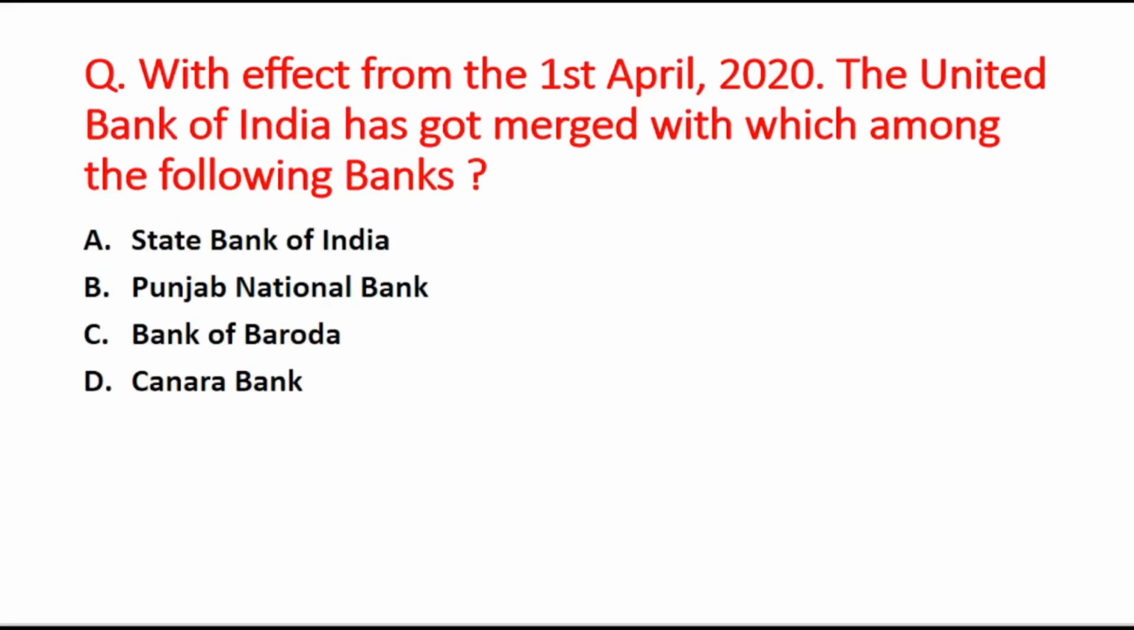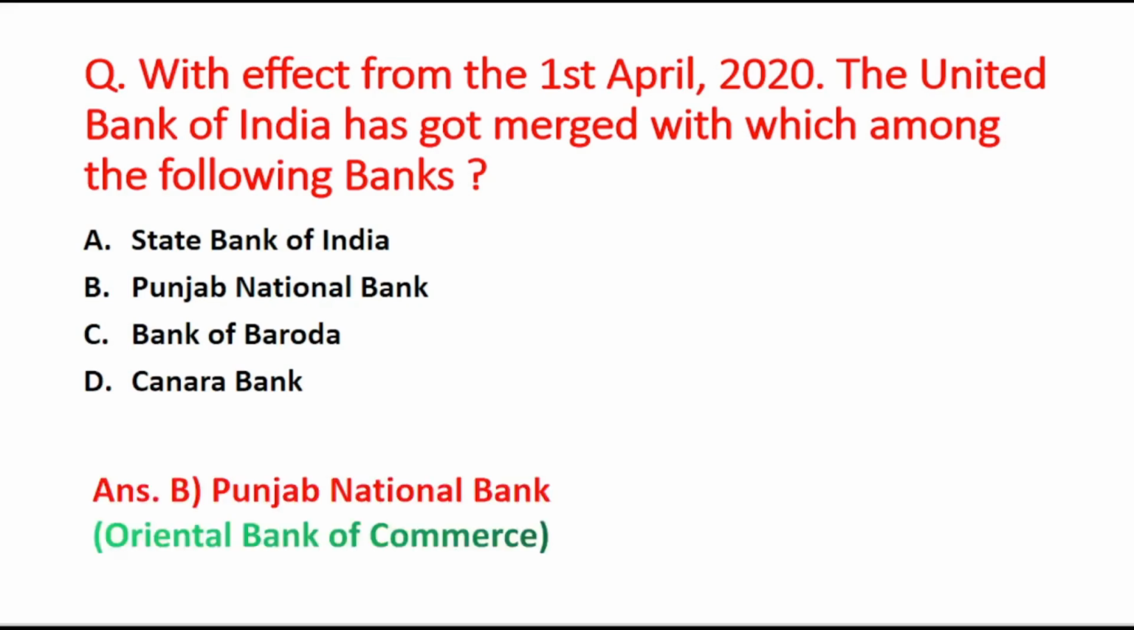Next question is, with effect from the 1st April 2020, the United Bank of India has got merged with which of the following banks? Your A option is State Bank of India, B option is the Punjab National Bank, C option is the Bank of Baroda, and D option is the Canara Bank. So right answer is the option B, that is Punjab National Bank. Okay, and Oriental Bank of Commerce also got merged with the PNB.